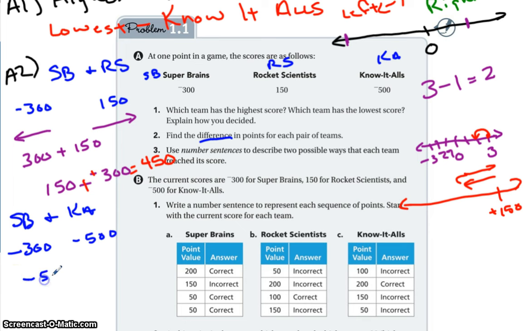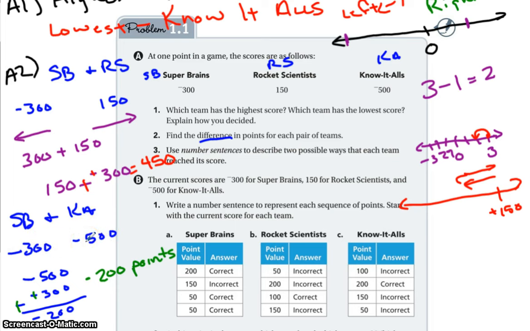So let's take -500 minus a -300, and we're going to get a -200. Okay, now again, that double negative means that we're really adding the opposite of that negative sign. So we could really say that we have -500 plus 300, and that's going to give us a difference of -200 points. So the difference in points here would be 200 points. We're not going to associate the negative sign, but there is a difference of 200 points between these two.